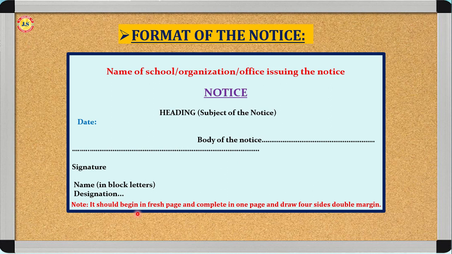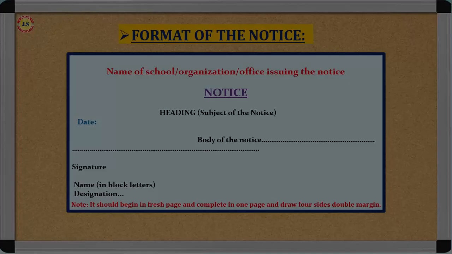Here note, it should begin on a fresh page and be completed in one page, and draw four sides double margin. This is very very important. Dear children, dear friends, when you start any minor discourse, you have to begin on a fresh page, and also you should complete it in one page, and that minor discourse should not exceed more than 50 words, and you should draw four sides double margin.